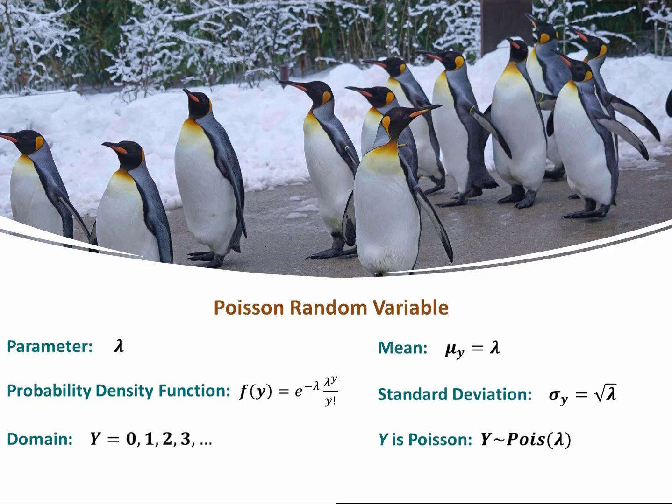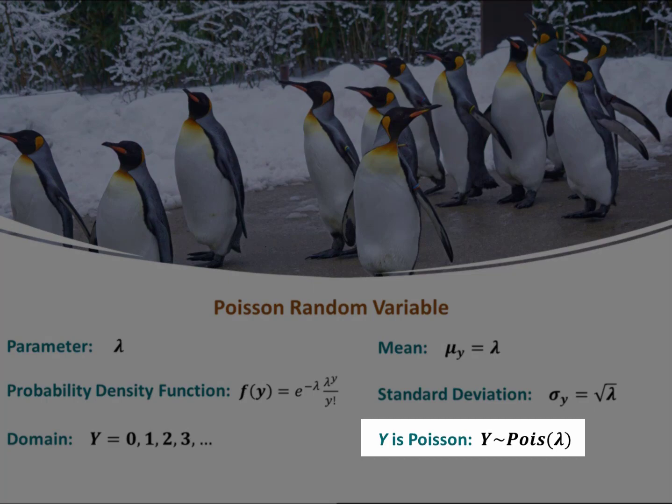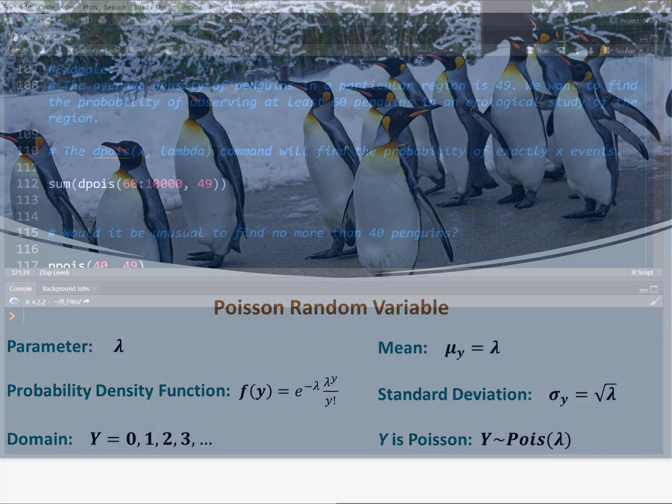The domain of a Poisson random variable is y equals 0, 1, 2, 3, and so on. The mean is a parameter of the distribution and equals mu sub y equals lambda. The standard deviation can be shown to be sigma sub y equals the square root of lambda. We use the following notation to denote a Poisson random variable.